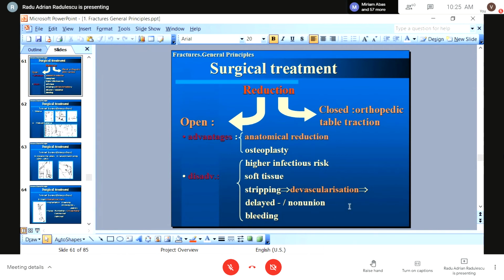Besides, like I said before, we will evacuate the fracture hematoma, which is not in favor of bone union. So whenever possible, I repeat, we prefer the closed reduction in order to preserve the hematoma of the fracture line.